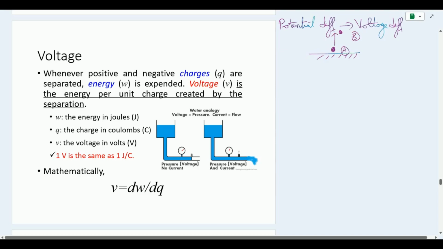So now what we say is that this ball, which is at point B, has gained a certain energy which we call potential energy, which depends upon the mass of the object, the gravity, and a certain height. So this is the mathematical expression of potential energy.